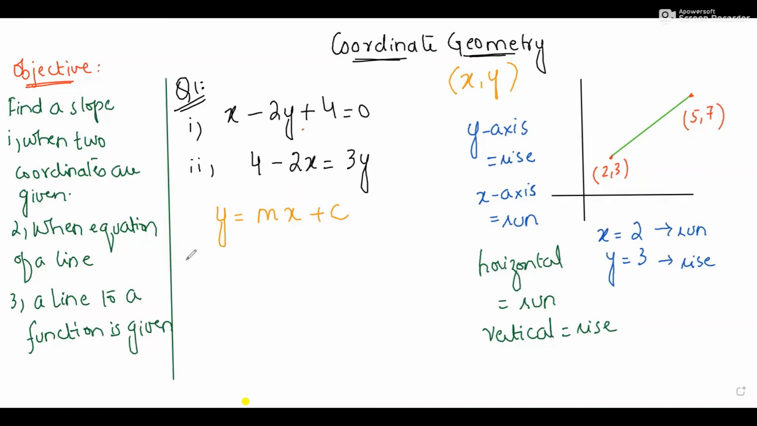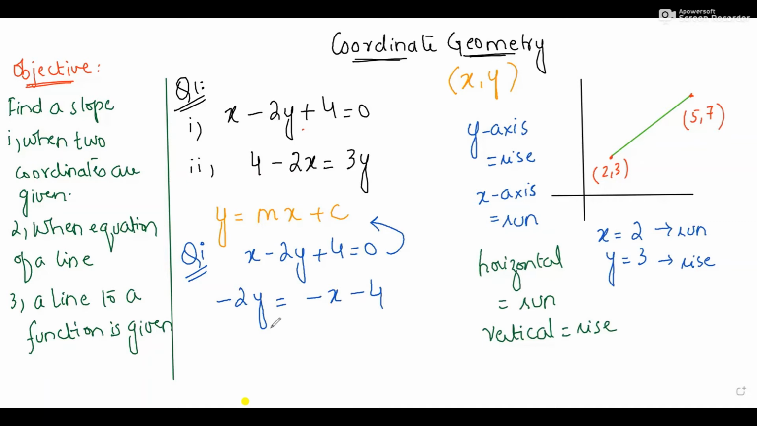So, moving on, if we talk about question number one, question number one says that x minus 2y plus 4 equals to 0. If I want to arrange my question in the form of the given equation, I have to write it like this: minus 2y equals to the value of x. When shifted to the right hand side, it will become minus x, and when plus 4 shifts to the right hand side, it will become minus 4.